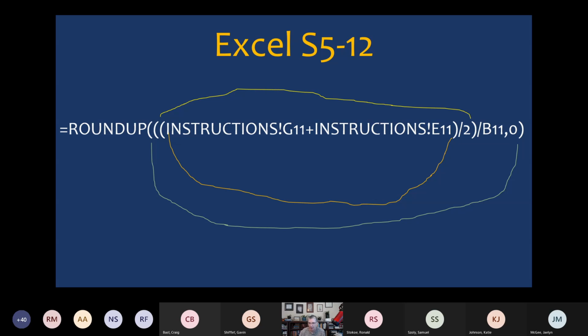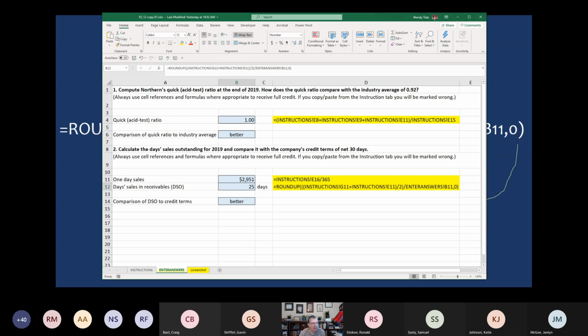Okay. So what do you think of that one? I assume some of you are still typing away. And I kind of shortcutted it here. I put B11 here. You'll notice on my formula that I did here, it actually comes out to enter answers B11, but that's just saying it's on this worksheet as opposed to the other worksheet.